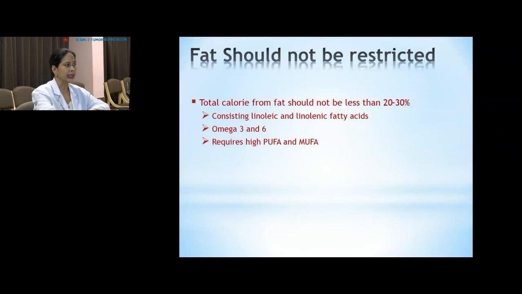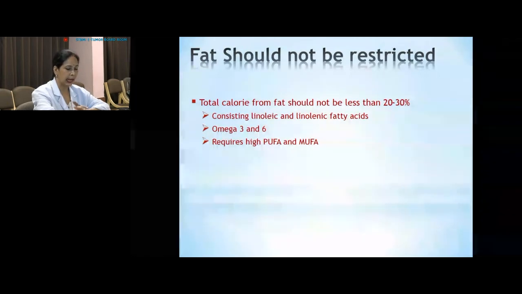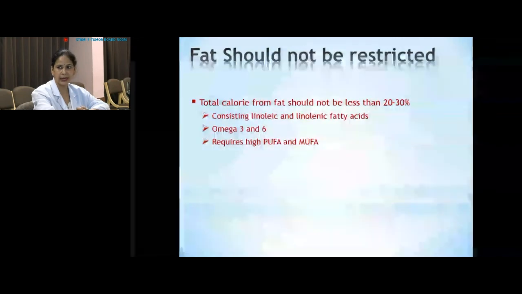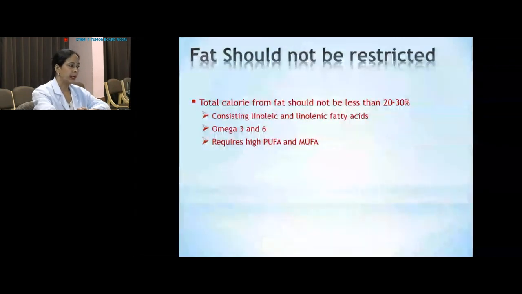It consists of linoleic acid and linolenic acid, omega-3 and 6. Omega-3 and 6 act as anti-inflammatory factors. So more of the fat should be from these linoleic and linolenic fatty acids, and omega-3 and 6 require a high PUFA to MUFA ratio.